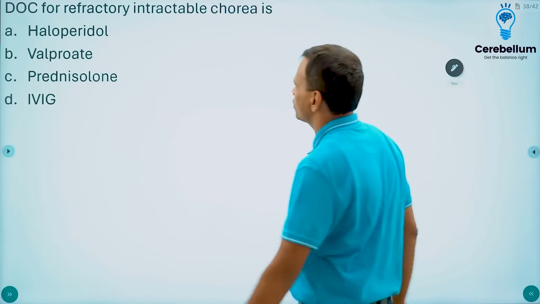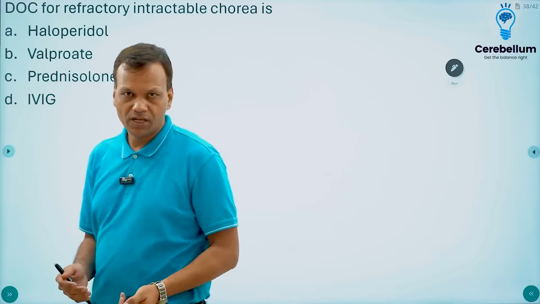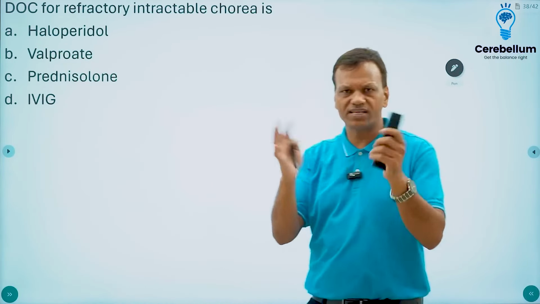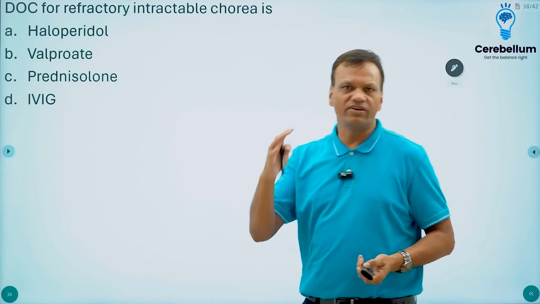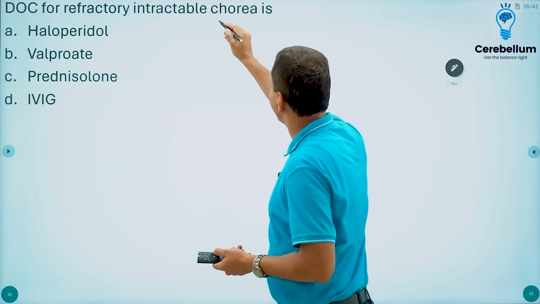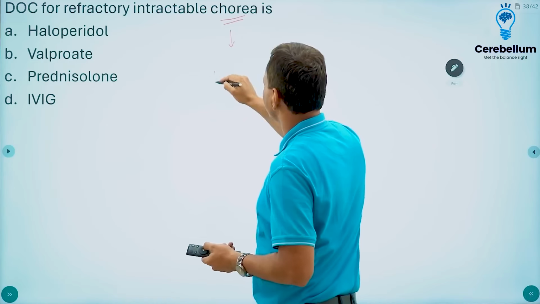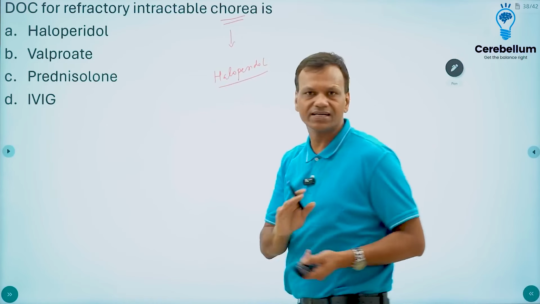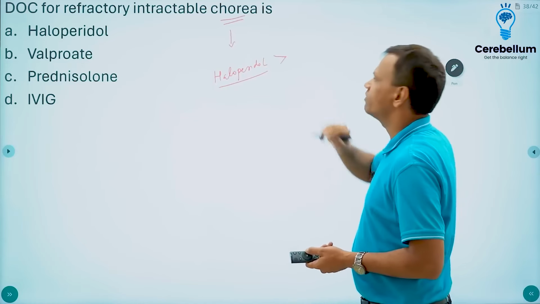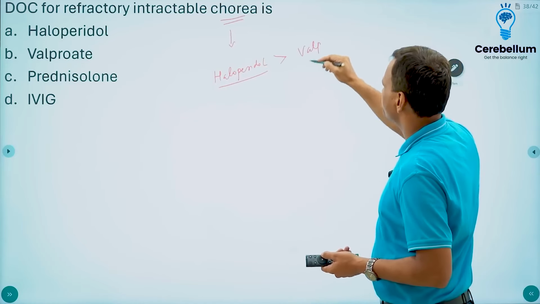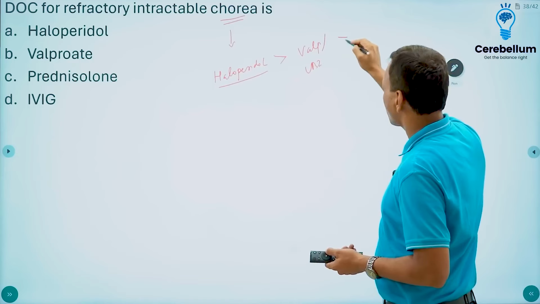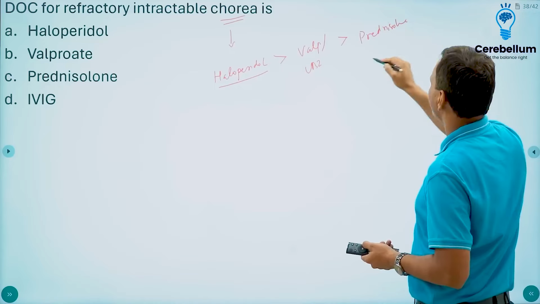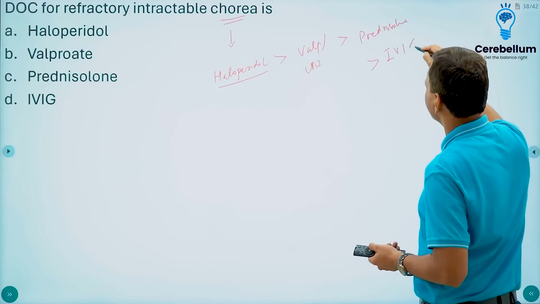Okay. So drug of choice for refractory intractable chorea. So this is the problem that this question has been asked with different options. I don't know what is the exact option asked in the exam. So I will give you this sequence for chorea. First of all, we will use drugs like haloperidol. If haloperidol like drugs are not effective, then we will use valproate or carbamazepine like drugs. If they are also not effective, then we will use steroids like prednisolone. And if that is also not effective, then we will use IVIG, intravenous immunoglobulin.